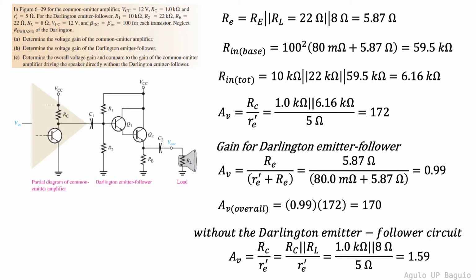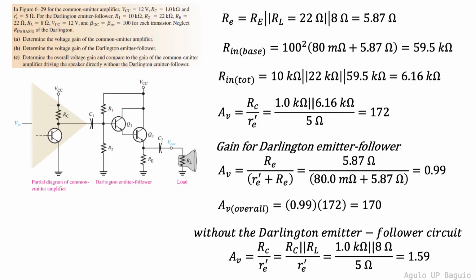Alternatively, you can Thevenize the circuit and show that the results are the same. You can do that as an exercise for yourself. To solve for the gain of the Darlington emitter follower circuit, we use the equation for the gain given as shown. Plugging in the obtained values, we get unity gain as expected, and the overall voltage gain is then about 170.